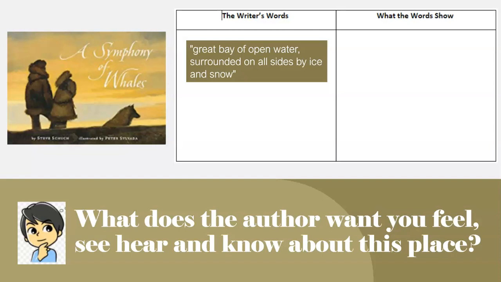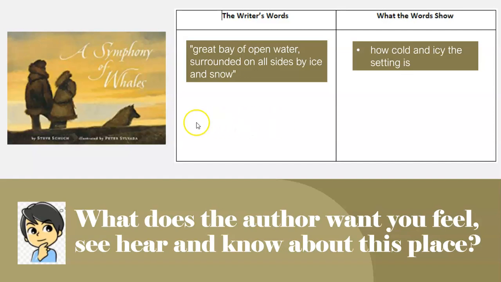And it was surrounded on all sides by ice and snow. If something is surrounded, I always kind of picture a curved shape. For whatever reason, I know it doesn't have to be a curve, but I know that it is starting to be kind of boxed in. So I can really, really imagine what the words are showing, how cold and icy the setting is. Right? What else did you guys notice in our reading?